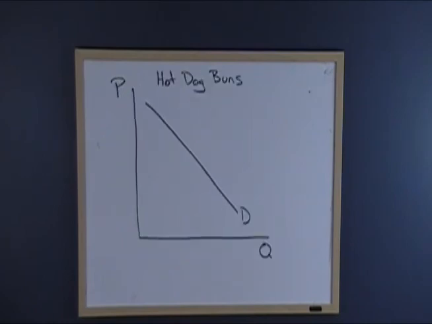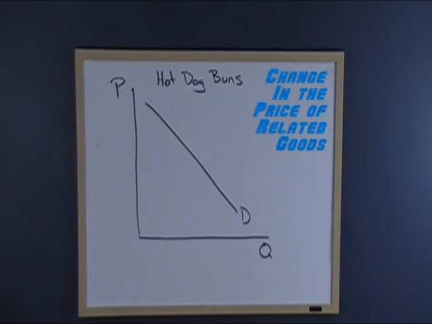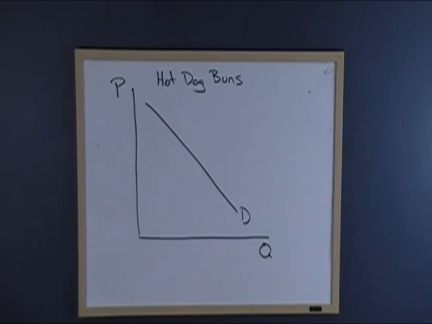Our last factor that shifts demand curves are changes in the prices of related goods. Goods can be related in one of two ways. They can either be substitutes for one another, therefore they can replace each other to some extent, or they can be complements to one another. That means that they're often used together. Two goods that are a great example of complements to each other are hot dog buns and hot dogs. So let's take a look.